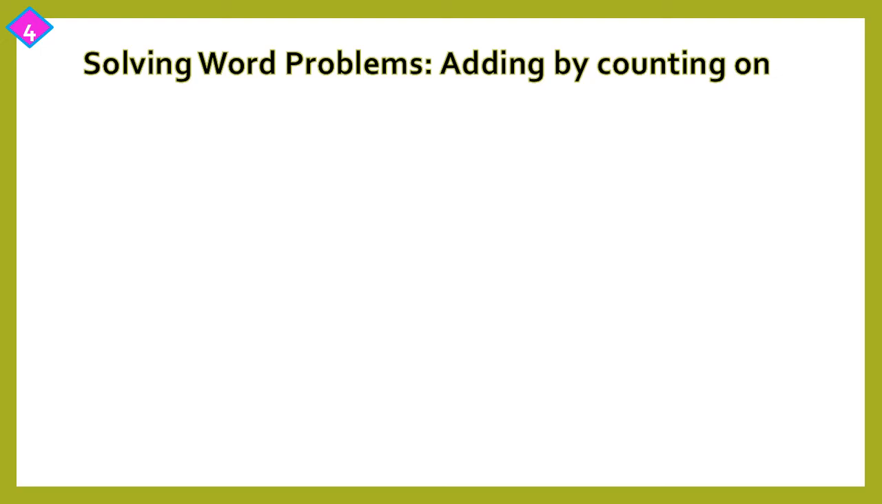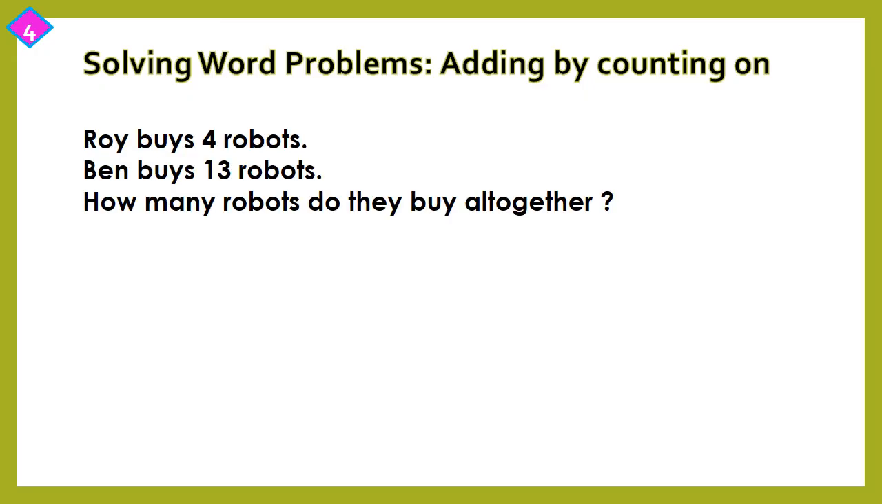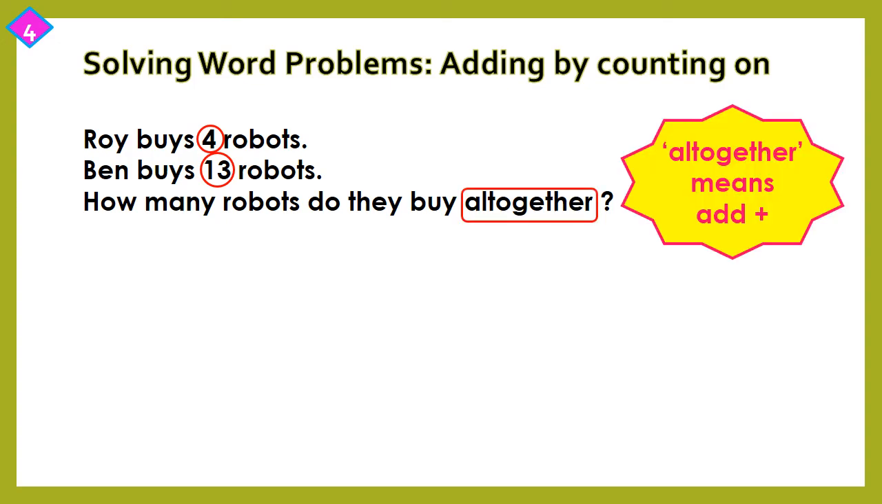Next, let's solve the fourth word problem here by counting on using fingers. Roy buys 4 robots. Ben buys 13 robots. How many robots do they buy altogether? Remember to highlight the numbers in the word problem. Here we can see 4 and 13. Then we have to look at the important words that can tell us to add. In this word problem, we can see the word altogether. Altogether means add. So we need to add 4 and 13.